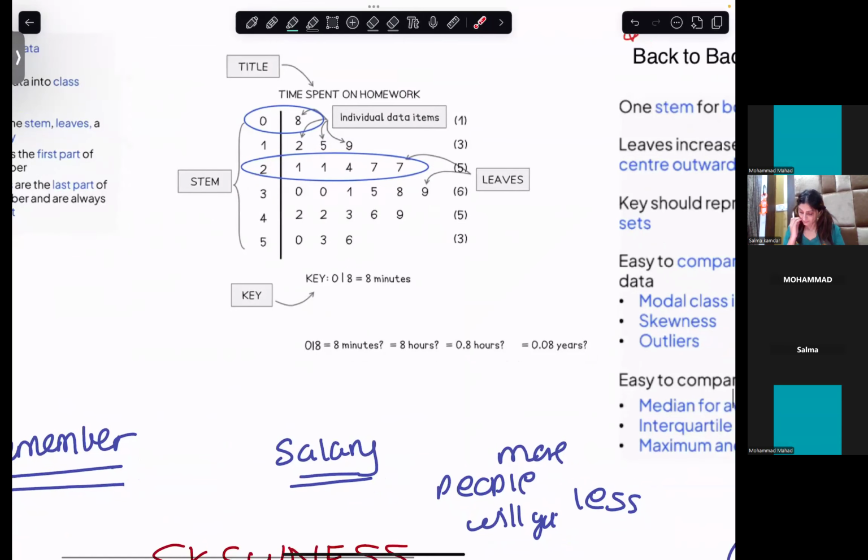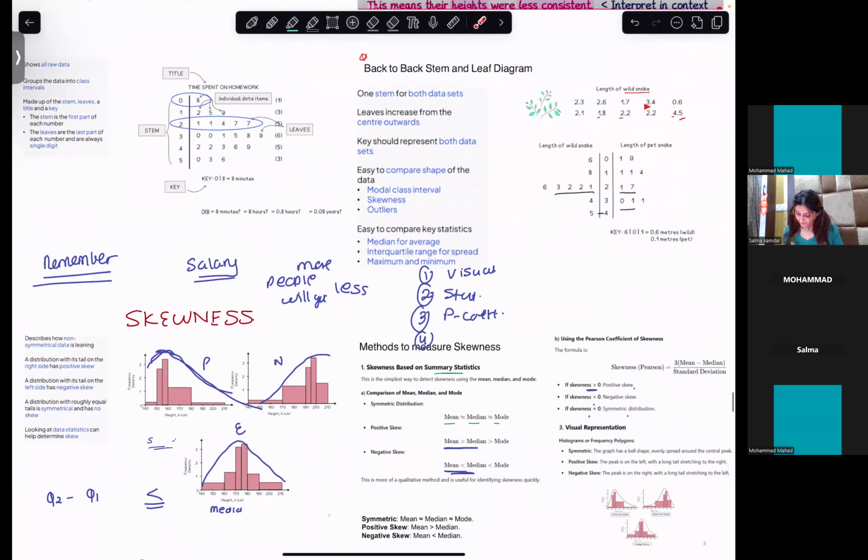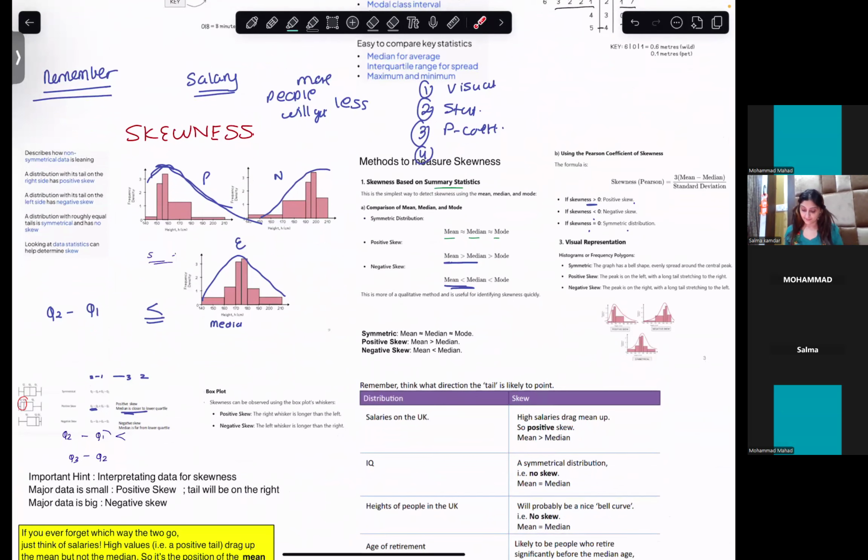How can it show the minimum value and the maximum value? The minimum value will always be the first value, which in this case is 0.8, so it's going to be 8 minutes. And the maximum value is going to be the last value, which in this case is 56 minutes. It is always important to have a title on your stem and leaf diagram, and the key is the most important part of it.